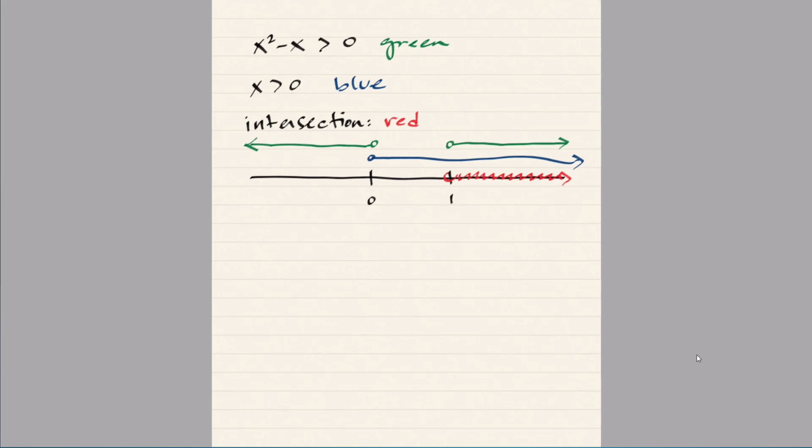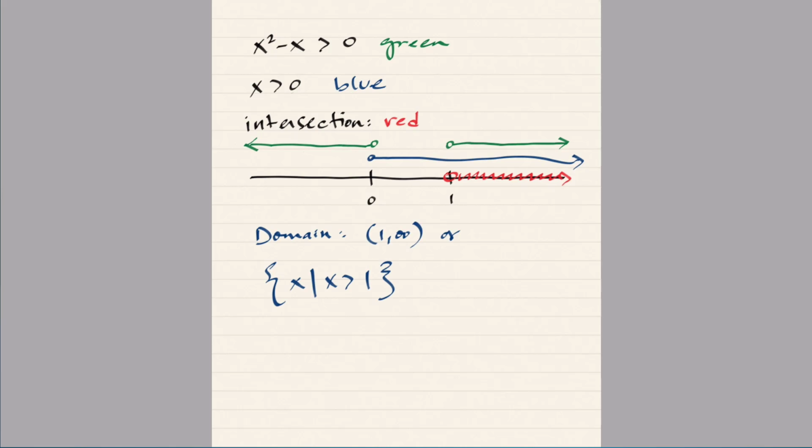And the endpoint 1 is not included in the intersection because it's not included in the set in green. It would have to be an element of both sets in order to be included, and clearly it's not. So what's our domain here? Well, it's everything to the right of 1.